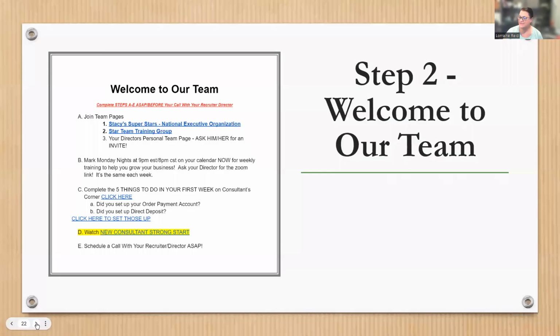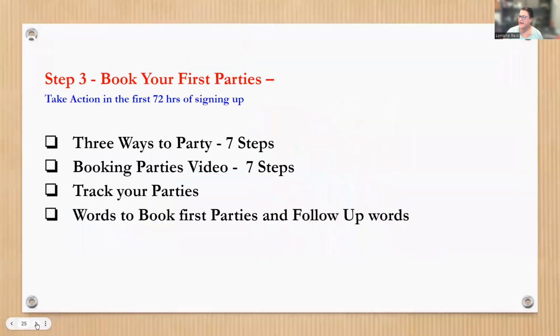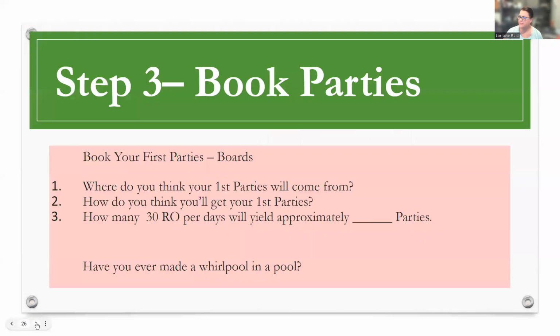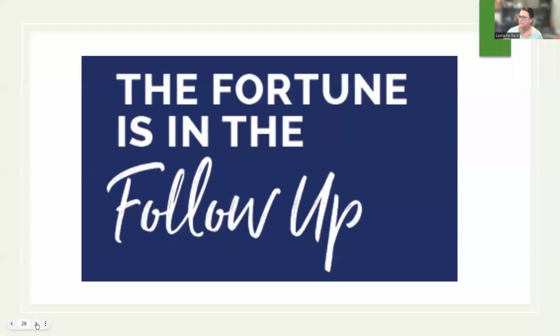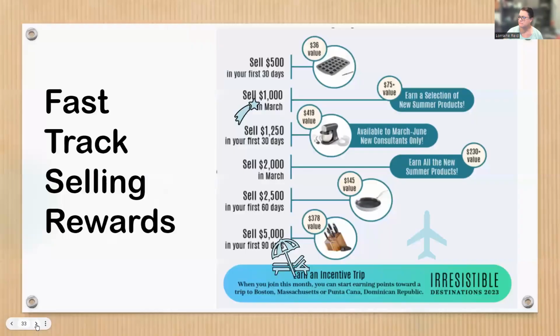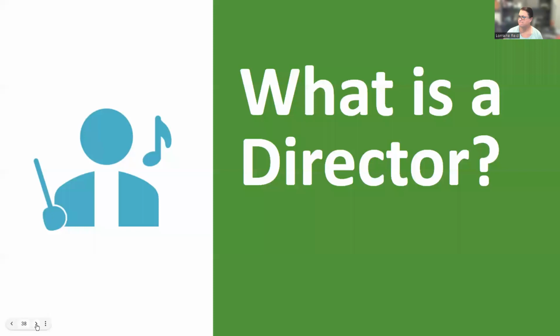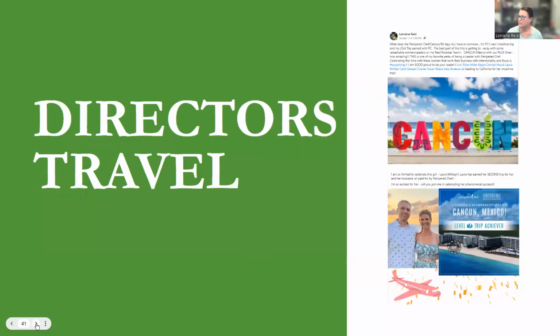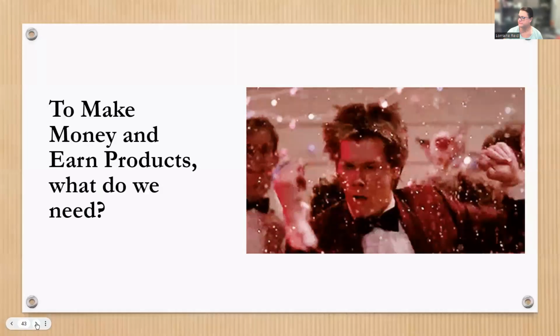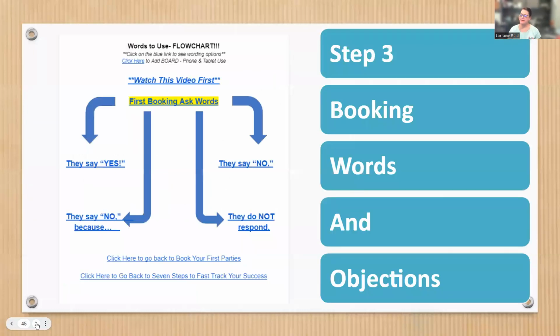All right, then you have the 7 steps checklist. And then we have book your first parties. And this is where I want to stop here. One more. Hold on 1 second. We'll get there. Okay, I want to stop here.